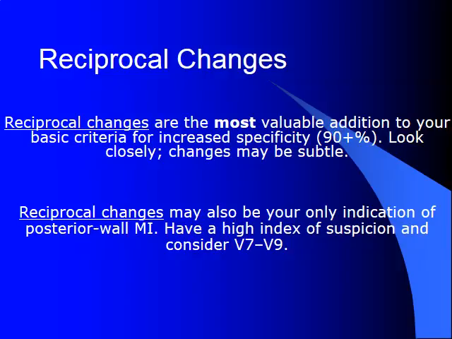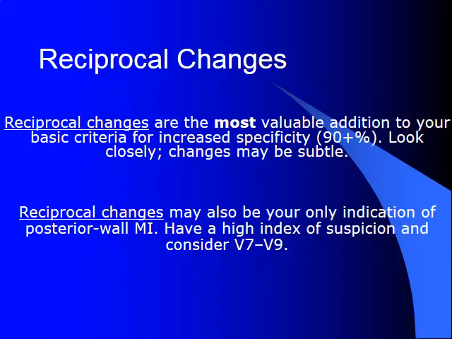So what this means, and we'll look at some examples of reciprocal changes, but one good example would be whenever we have ST elevation in leads 2, 3, and AVF, we would look for reciprocal changes in leads 1 and AVL.